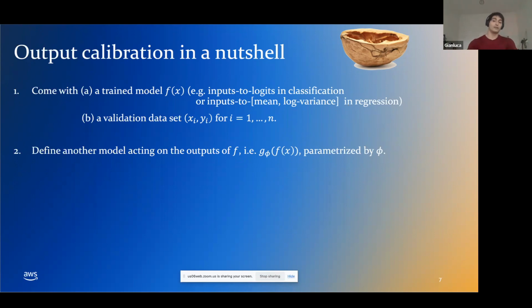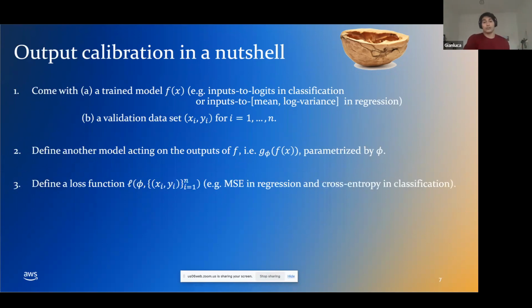By the way, if you wanted to do temperature scaling, now g would be basically f divided by tau, where tau you could think of as phi in this case, right? Okay. And now you do something very simple.